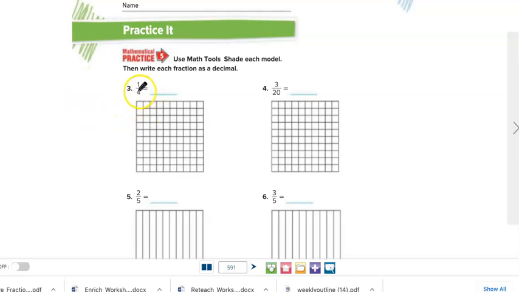Again, the goal is to get the denominator to 10 or 100. 4 does not go into 10, so I'm going to get that to be 100. 4 times 25 is 100, so 1 times 25 is 25. And yes, you do need to shade in 25 of these. So if I shade in 2 columns and then 5 more, that is 25.